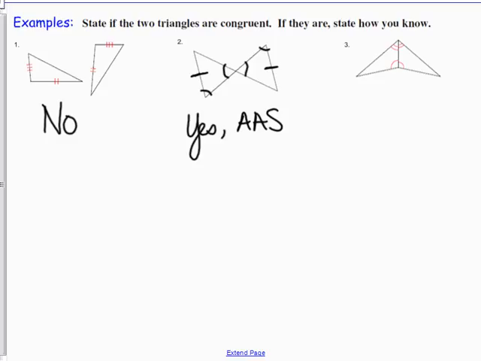Look at the next one. We've got this angle congruent to this angle. This angle congruent to this angle. Is there another congruency? There is, right here. That side is a shared side, so we can say that it's congruent to itself by the reflexive property. So yes, this is congruent. By what theorem? Well, I know I've got all those four to choose from, so I'm going to look at my paper and say, okay, angle, side, angle.